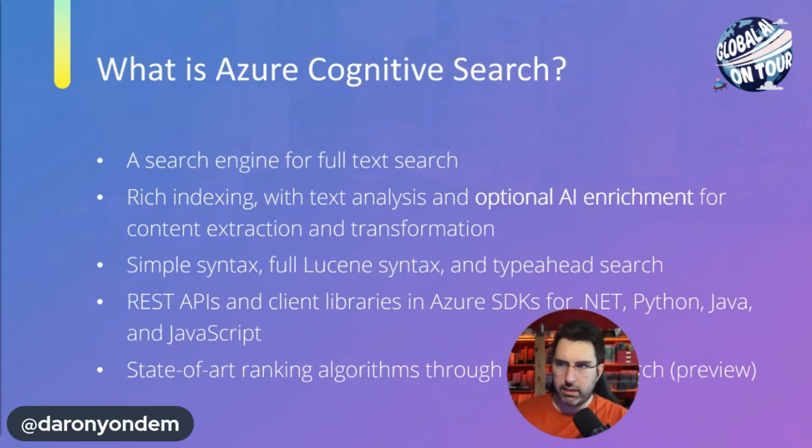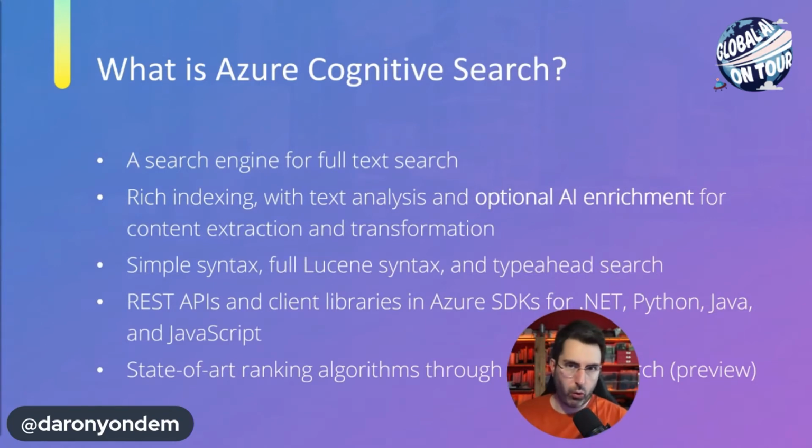So let's look at this slide for a moment and go through the bullet list so that we don't miss anything. The first one is a search engine for full text search. So that is what Azure Cognitive Search is about, right? This is a search engine for your data. It has rich indexing, but here's what's a little bit differentiating, here's what brings the cognitive part of it: rich indexing with text analysis and optional AI enrichment for content extraction and transformation.